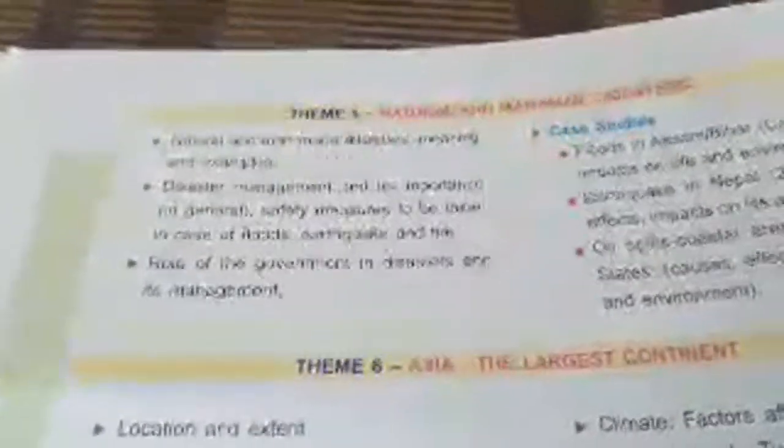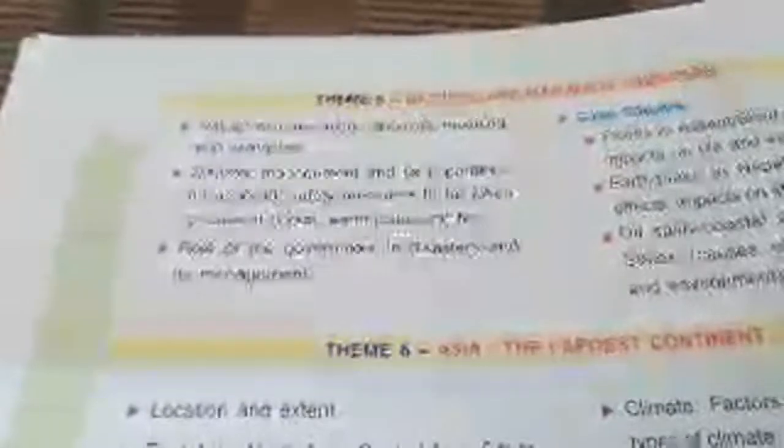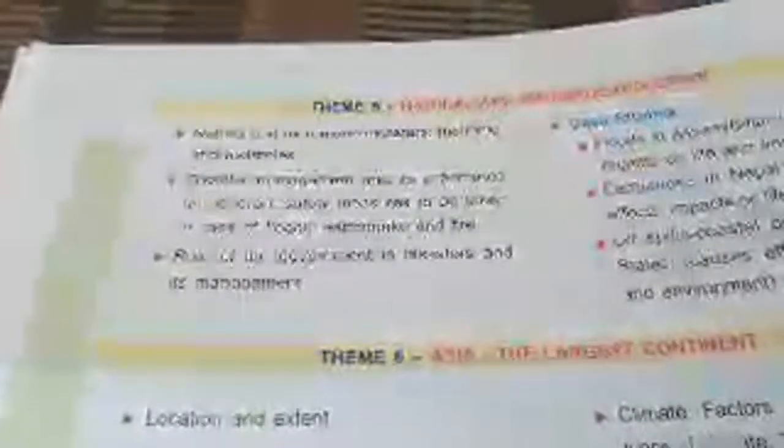Then the 5th topic is, as you can see here on your screen, natural and man-made disasters. In this we will study natural and man-made disasters, that is the meaning and the examples of these disasters. You will study about disaster management and its importance, that is in general, how disaster management is important, what disaster management is.